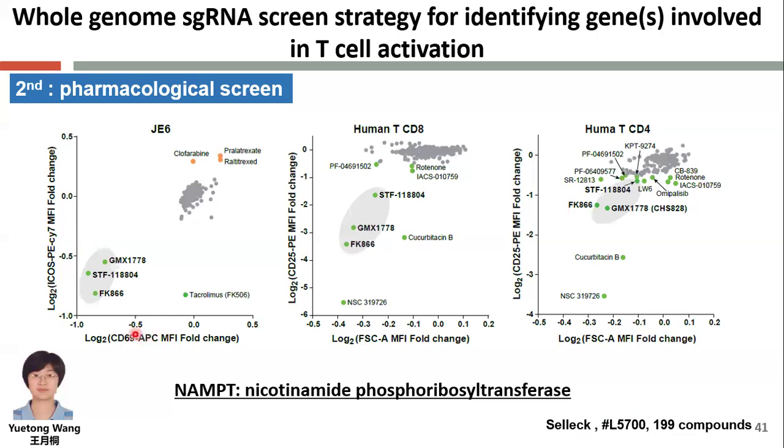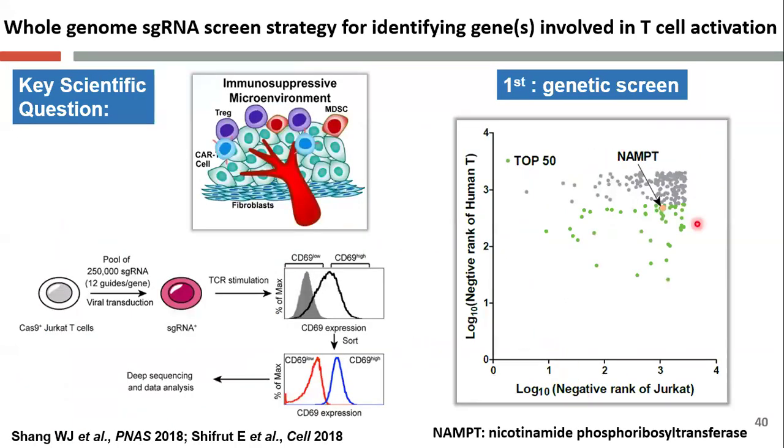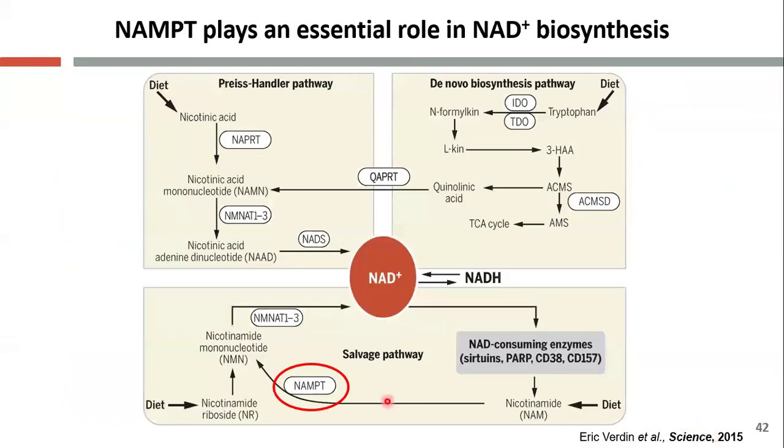And interestingly, when we looked at the data from the human CD8 T cells, we found three inhibitors targeting the same gene called NAMPT jumped out as top hits. And this gene had also been listed in the top 50 hits in the first genetic screening. NAMPT stands for nicotinamide phosphoribosyltransferase. So what does this gene do in mammalian cells? It turns out it's a rate-limiting enzyme for NAD biosynthesis in mammalian systems.